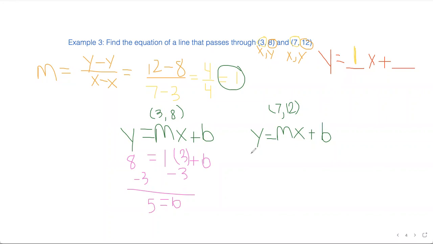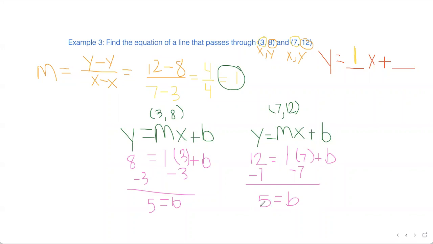So y is 12, so I'll plug that in. So 12 equals my m is 1, my x is 7, and my b is b. Okay, again, do it in my head. 1 times 7 is just 7. So I'm just going to subtract 7 on both sides. And I get b is 5. Look at that. Okay, so it doesn't matter which one you pick.